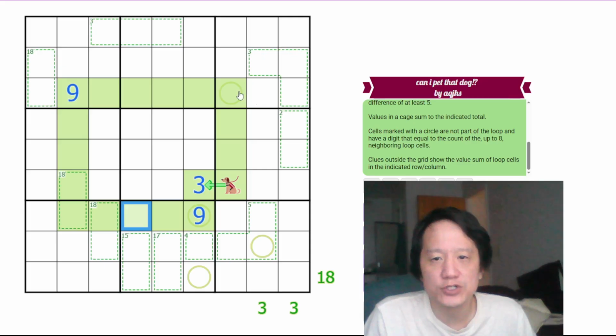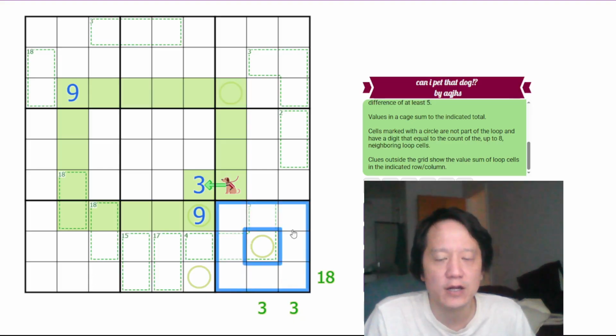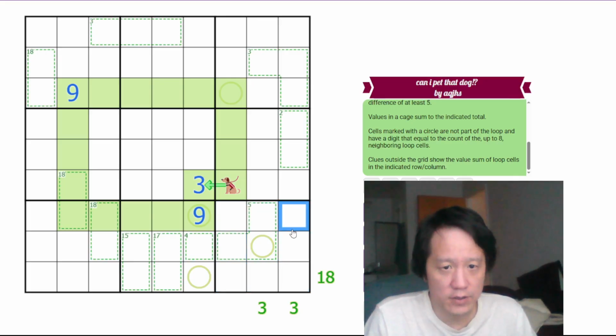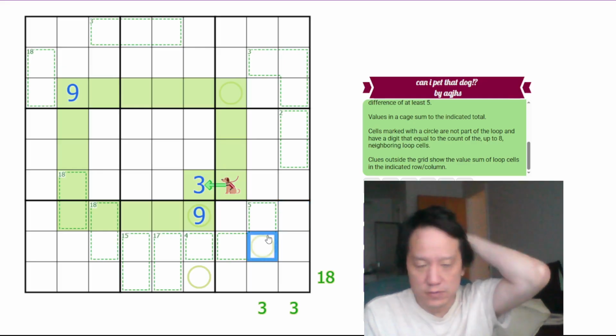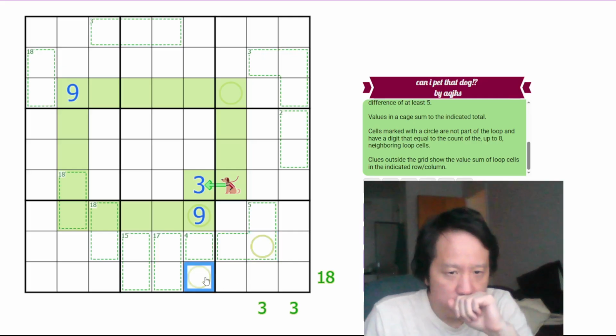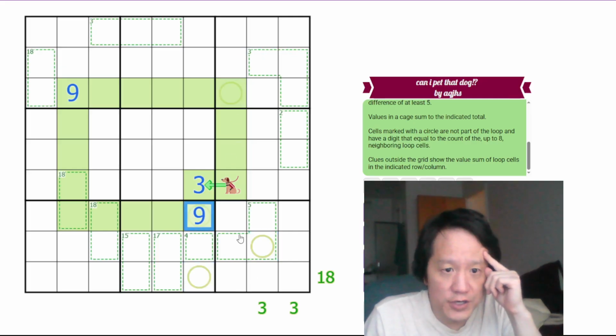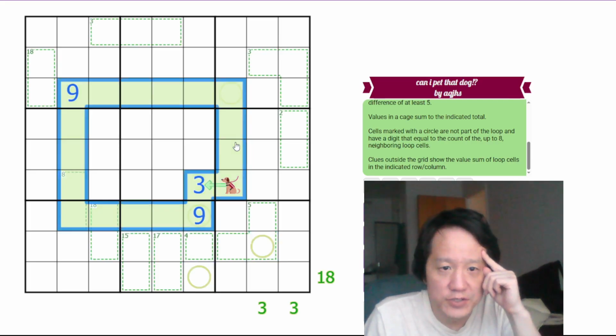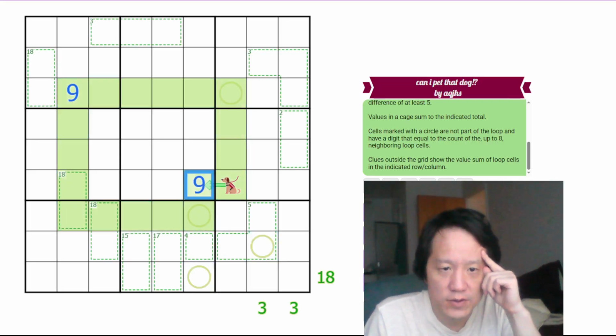Cells marked with a circle are not part of the loop. Okay, that's good to know. And have a digit equal to the count of the up to 8 neighboring loop cells. So, this cell, actually all of these cells are not on the loop. So this is not actually a valid loop.